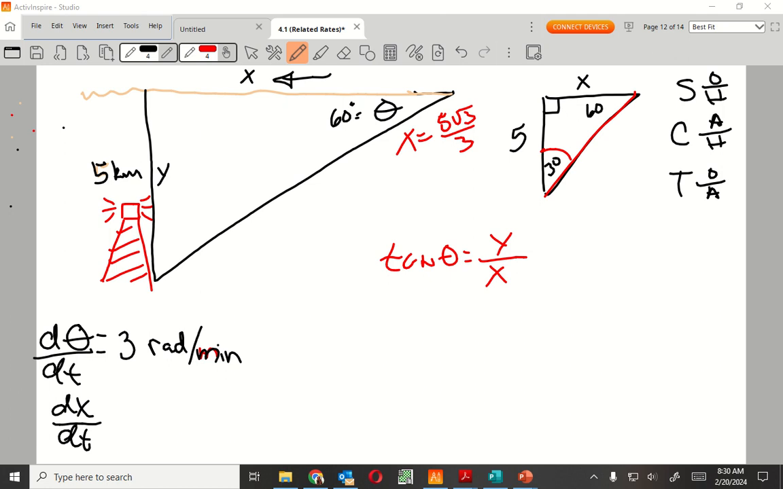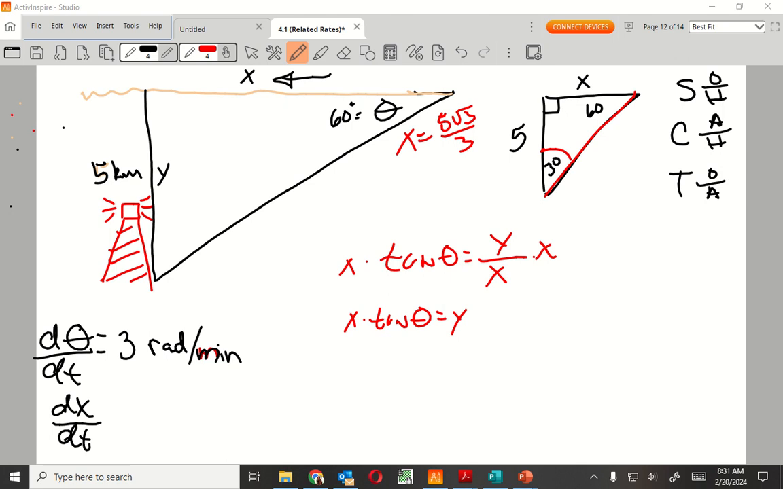So I could set this up as a quotient, or I could do a little bit of math first and turn it into a product. I don't like having the quotient. So let's multiply both sides by x. So it's x times tangent theta is equal to my y. And now I can go through and do my product rule here.